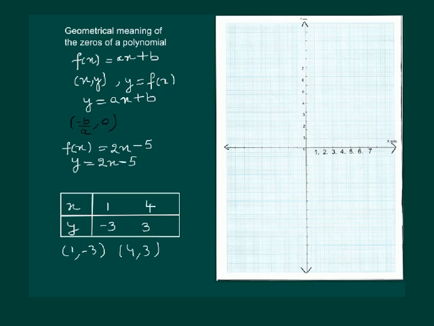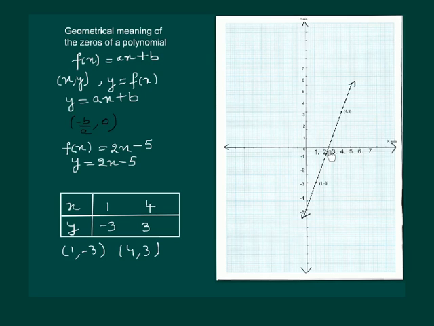Now since 2 points determine a straight line, only 2 points are needed to draw the linear polynomial. We plot the points (1, minus 3) and (4, 3) on the graph. Now if we plot the point where f(x) equal to 2x minus 5 intersects the x-axis, the coordinates are (2.5, 0). And we also notice that the zero of the polynomial 2x minus 5 is minus b by a, which is minus of minus 5 by 2, which is equal to 5 by 2, which is equal to 2.5.